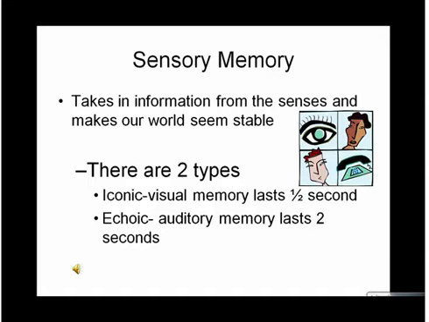There's two types: iconic memory and echoic memory. Iconic memory is visual memory that lasts for half a second, and echoic memory is auditory memory that lasts for 2 seconds. I don't know how many of you would notice if you're blinking, but we're always blinking, and we never notice it. The reason we never notice it is because we have iconic memory. The visual information that goes into your eye is held there for half a second. That will compensate for the very short period of darkness that a blink causes, and so makes our world seem stable.